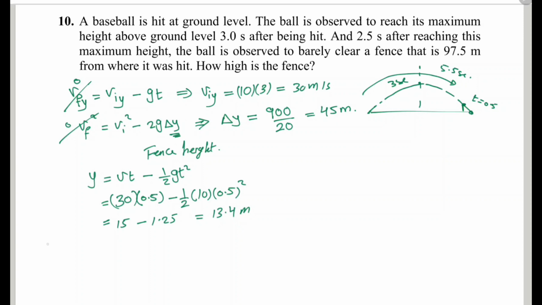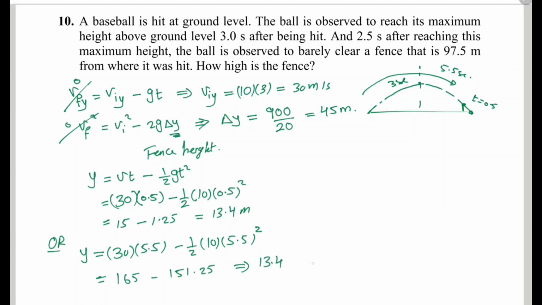Now to double check the answer, if we substitute the time, rather than using 0.5, we use 5.5. So in this case, y equal to 30 times 5.5 minus half g 5.5 square, 165 minus 151. So the answer is 13.4 meters.